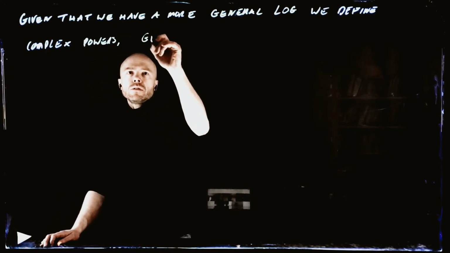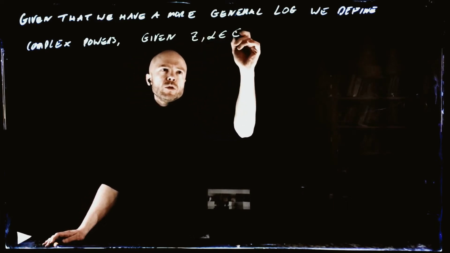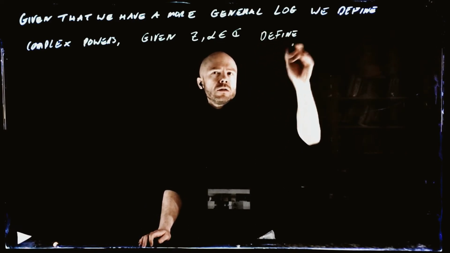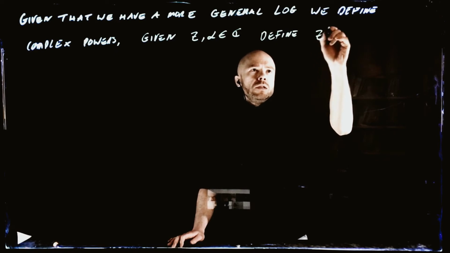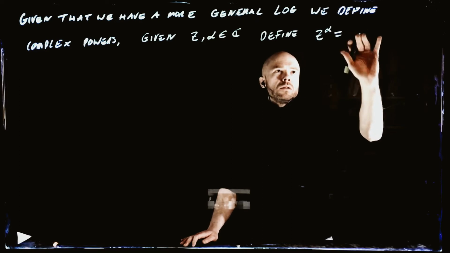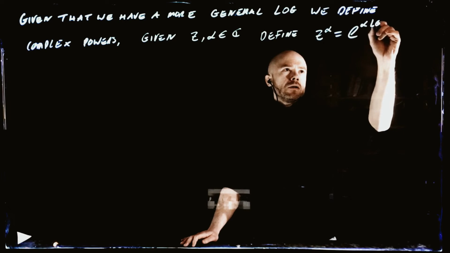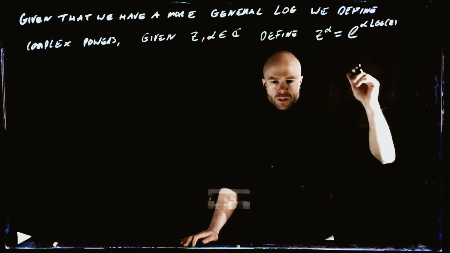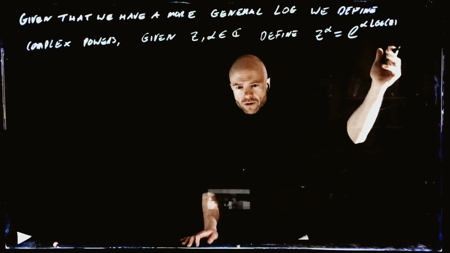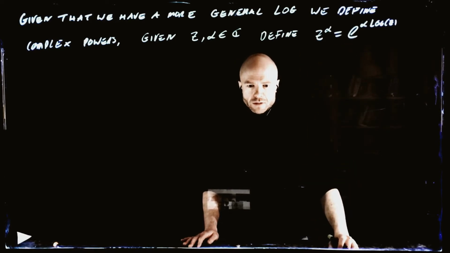So given z and alpha, which are complex numbers, we define z to the alpha to be equal to e to the alpha log of z. Okay? And if we do this inside a simply connected domain, then log of z is a well-defined holomorphic function. So this thing is a nicely well-defined function. It makes sense itself. Yeah?